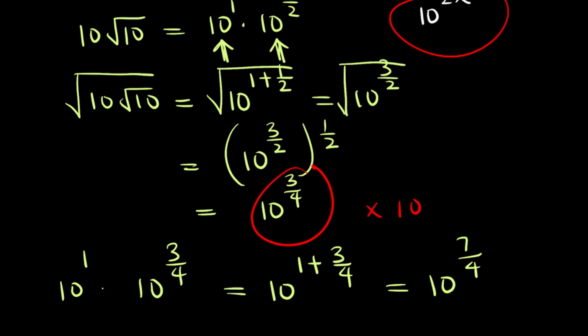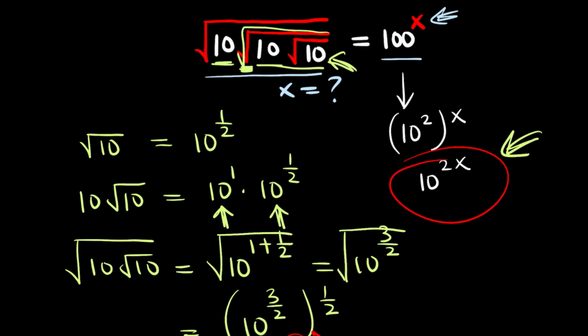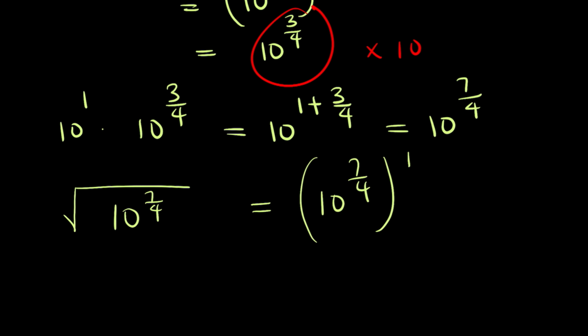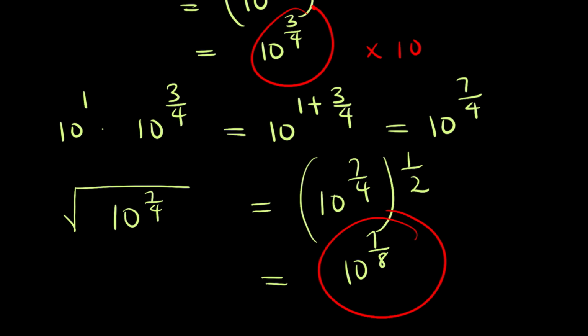Now that we are done with that, we go back to the problem and pick the last radical, which is the square root of everything that we just got. So we go ahead and say square root of 10 raised to power 7 over 4, which is same thing as saying 10 raised to power 7 over 4, then raised to power 1 over 2. This will give us 10 raised to power 7 over 4 times 1 over 2, which is 7 over 8. So everything on the left hand side now simplifies to 10 raised to power 7 over 8.